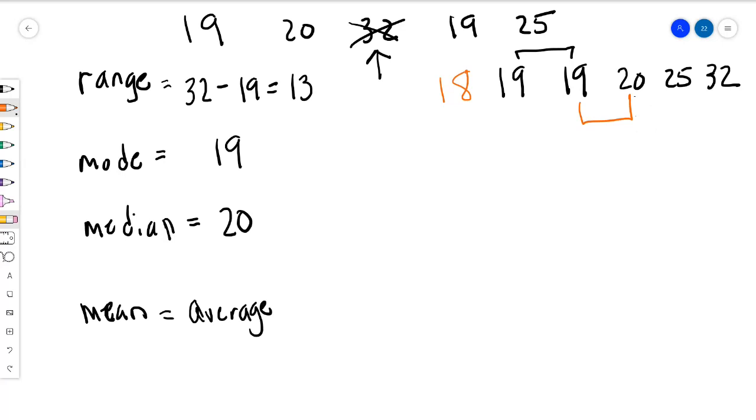So to find the median for this list, I would take 20 and 19 and add them up, and then find the average of those 2 numbers. So basically just add the 2 numbers, divide by 2. And that's 19 and a half.